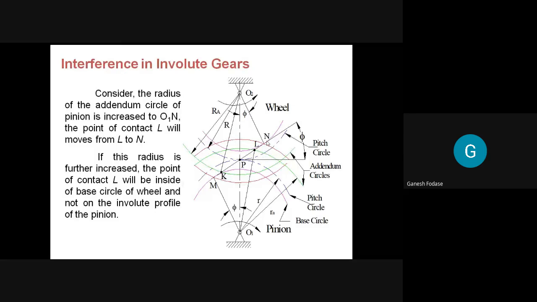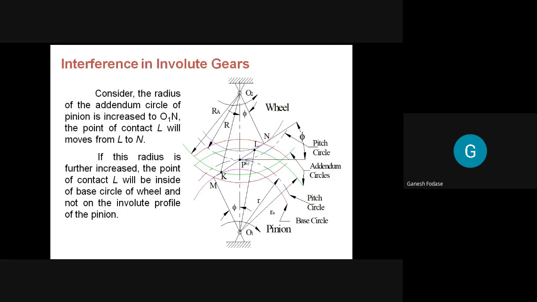Why up to point N? Because up to that point, this common normal is tangent to the base circle. If I extend this pinion radius beyond O1N, this contact point falls inside the base circle. When it is inside the base circle, it will be non-involute. So the basic requirement is that the point of contact should occur between two involute profiles. If the point of contact occurs between two non-involute or two non-conjugate profiles, there will be interference.